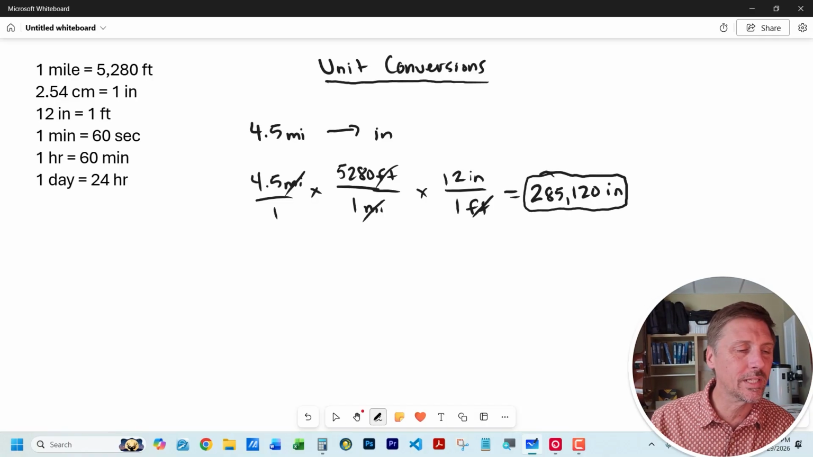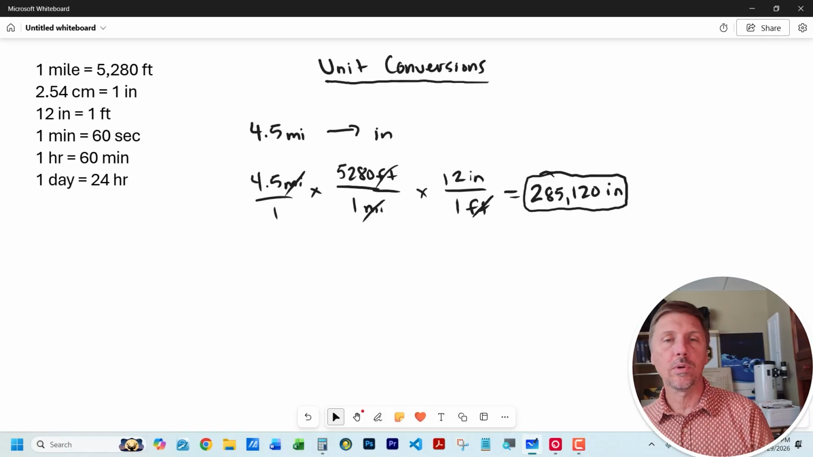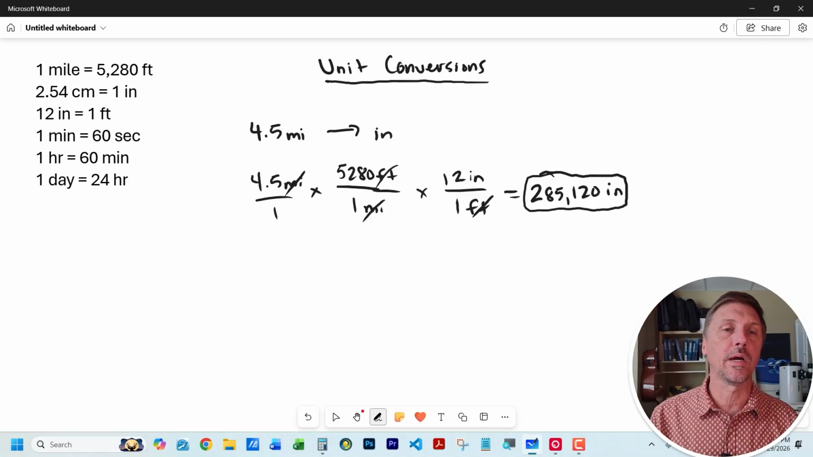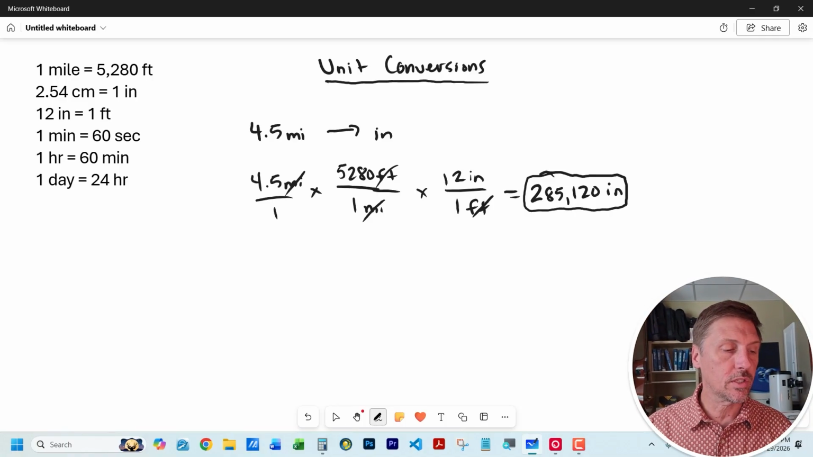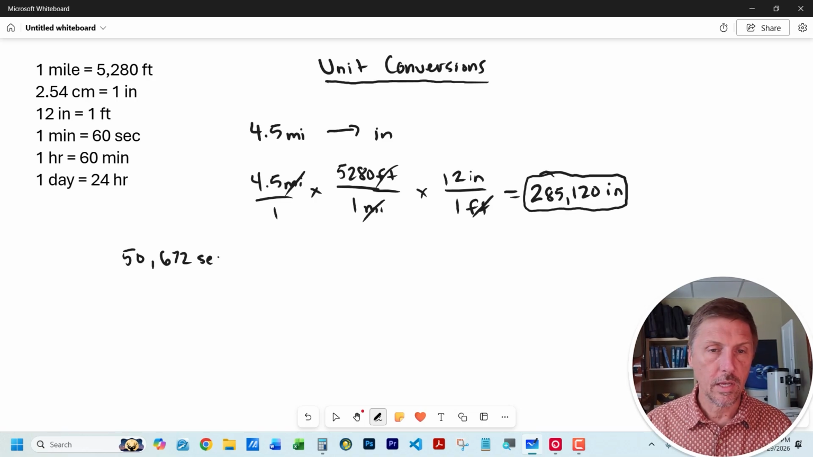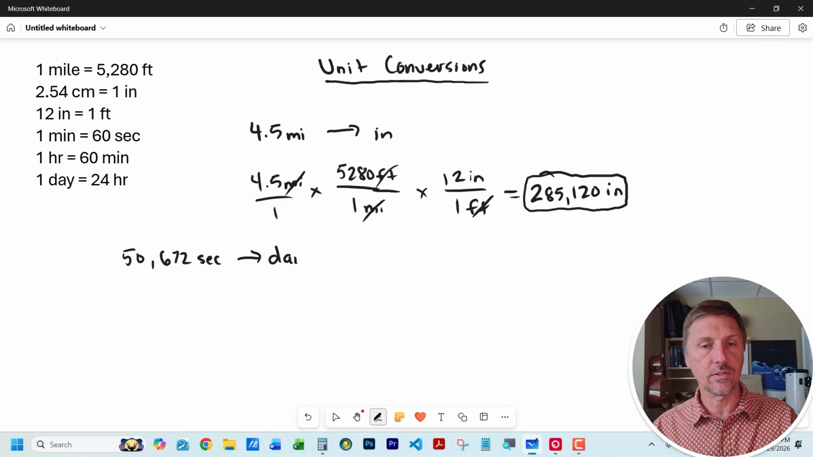Let's do one more just to get a little more complicated with combining these unit multipliers together. This time, let's say we want to go from 50,672 seconds and we want to convert that to days. All right, so how do we go from seconds to days?